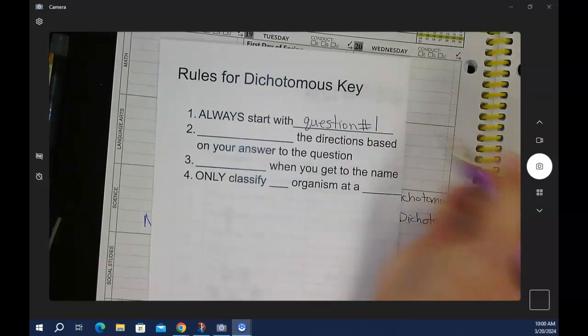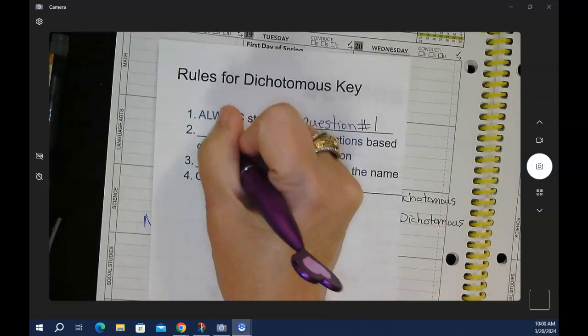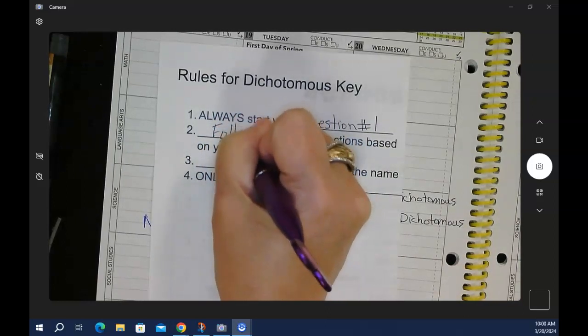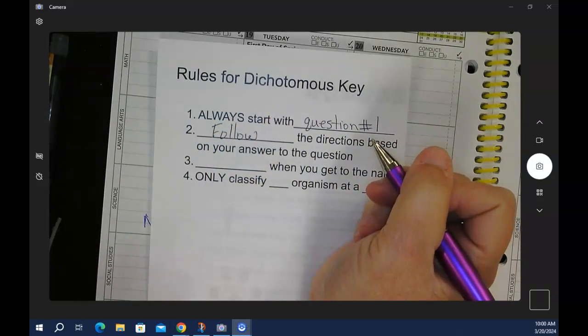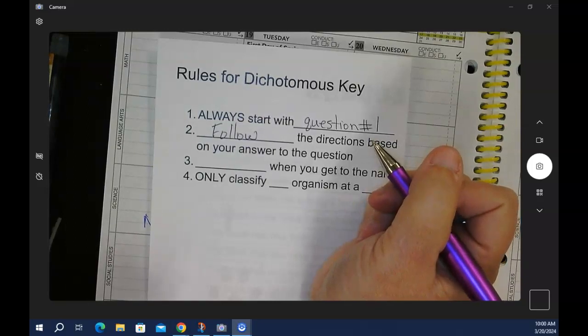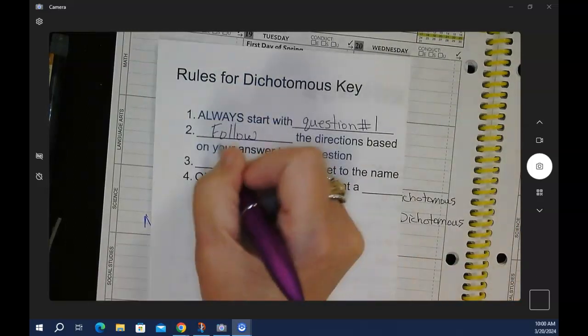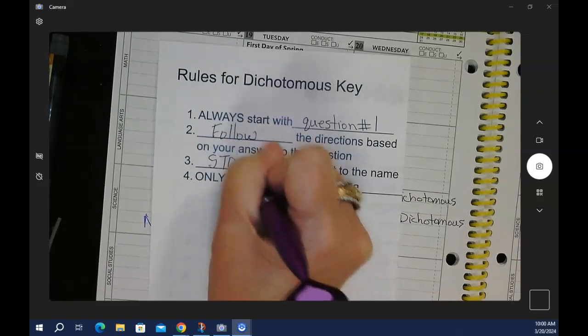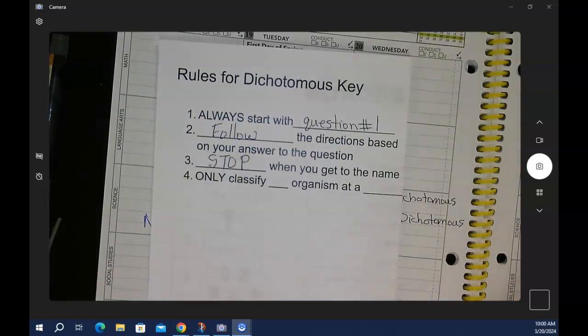or phrase one. And when you get your answer, you follow the directions. If it says go to 3, guess what? You go to 3. You don't go to 2. And you stop when you get to the name of the organism, because that's what a dichotomous key is used for. It's used for finding the identity of a particular organism.